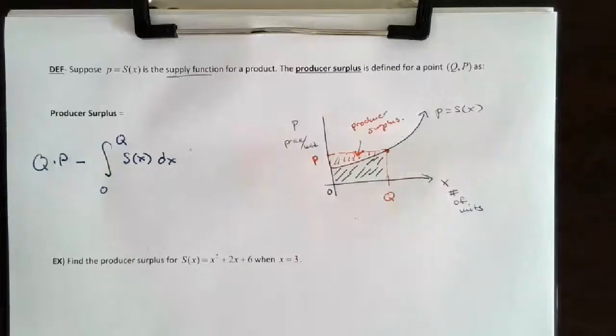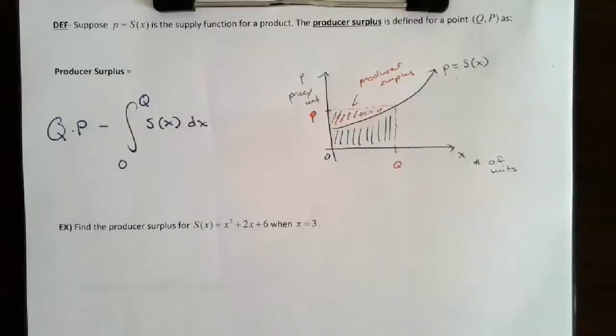So this is the producer surplus. This is the amount of extra money that the producer would get for selling a quantity Q at a price P, price per unit. Let's take a look at this example here.